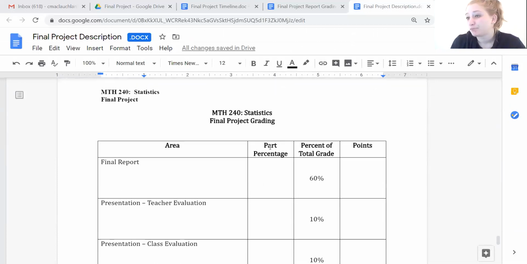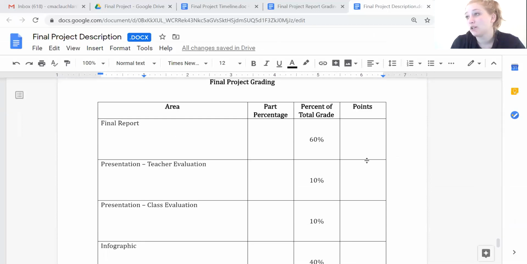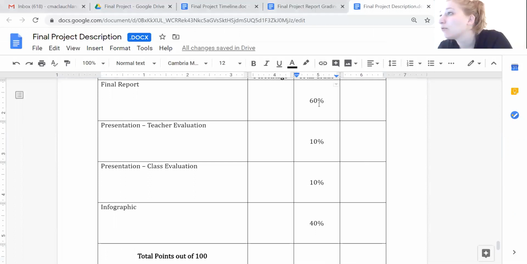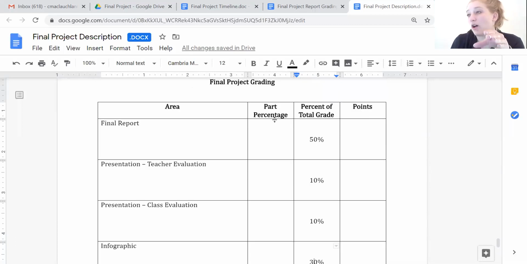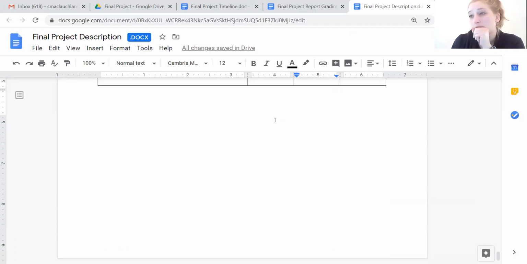And then your final report is going to be 60% of the, no, I lied. It's only going to be 50% of your final grade. The teacher evaluation of your presentation is going to be 10%. The presentation class evaluation, so that's the 3 peers at least that are reviewing your presentation, that's 10%. And then the infographic is going to be 30% of your grade. Okay, so that's how the final grade for your project is going to be compiled.